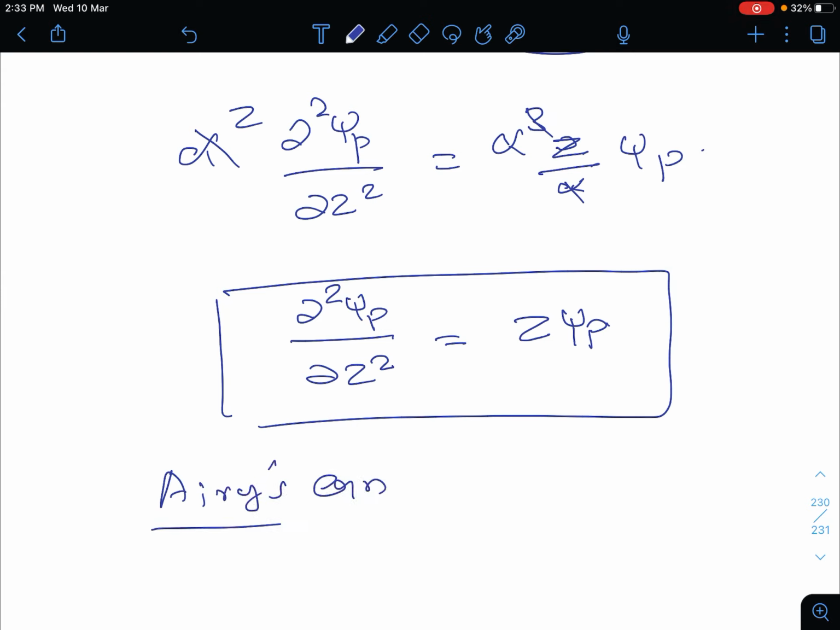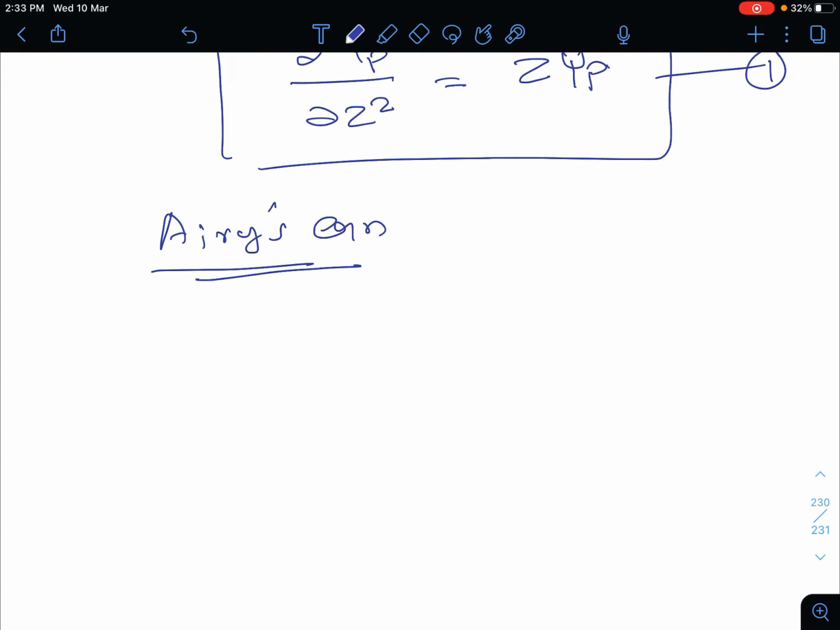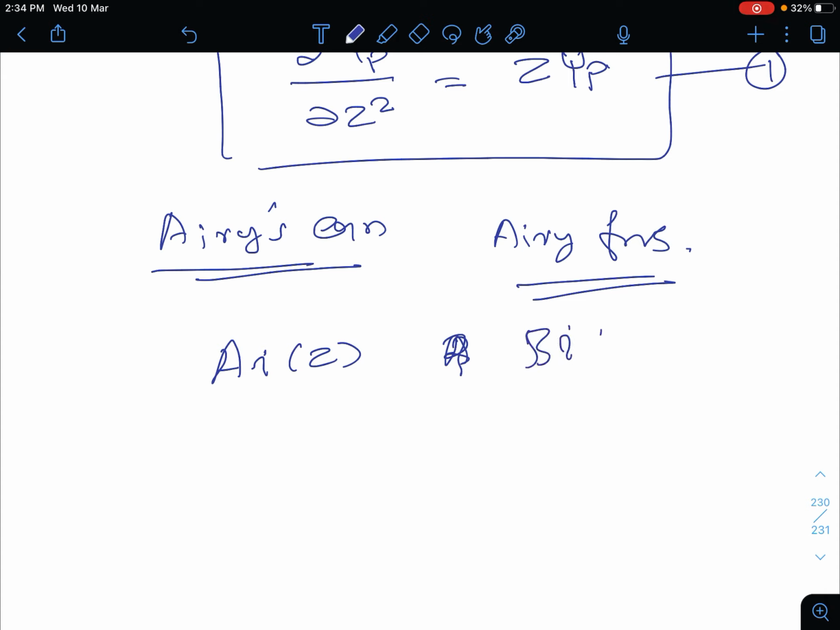This equation is known as Airy's equation, and its solutions are called Airy functions. Clear? So actually the Airy equation is a second order differential equation, and there are two linearly independent Airy function solutions. One we will call Ai of z, and the other Bi of z. These are the two Airy functions, and every solution is a linear combination of these two.